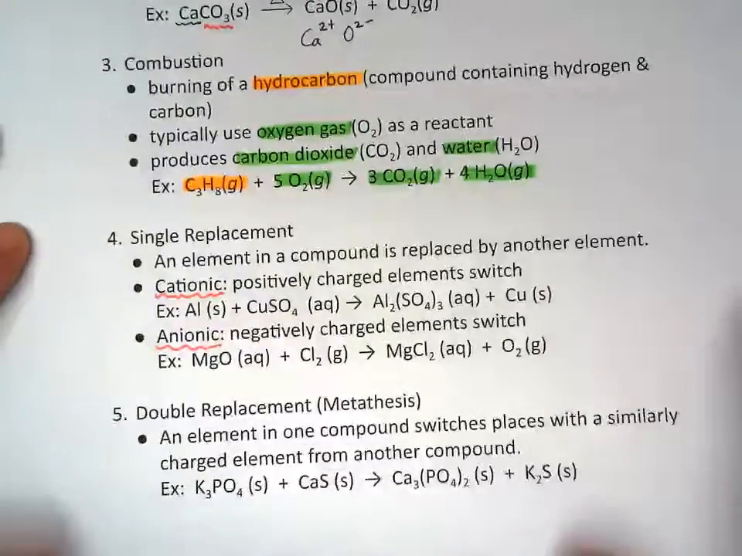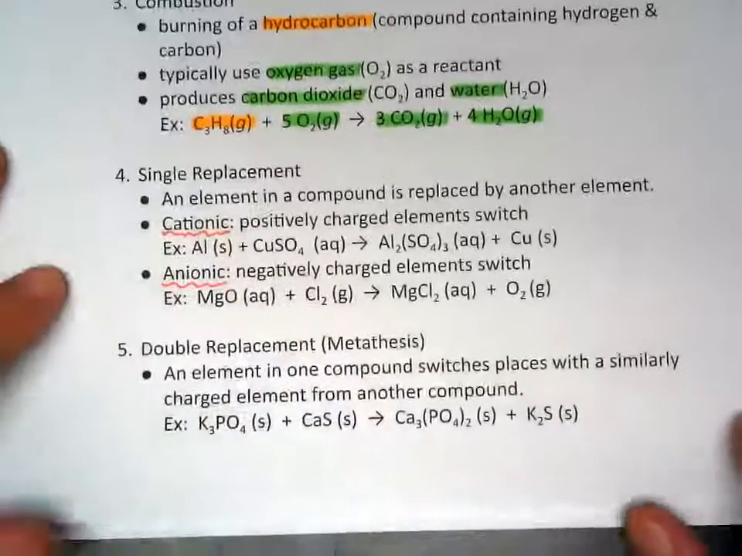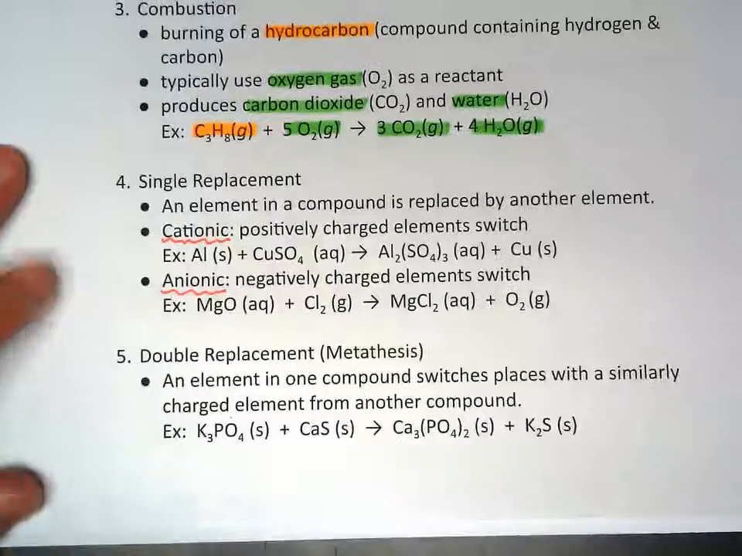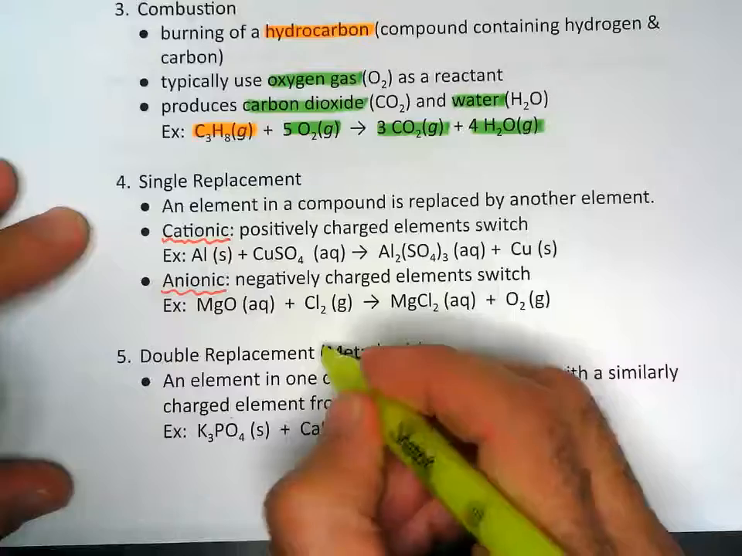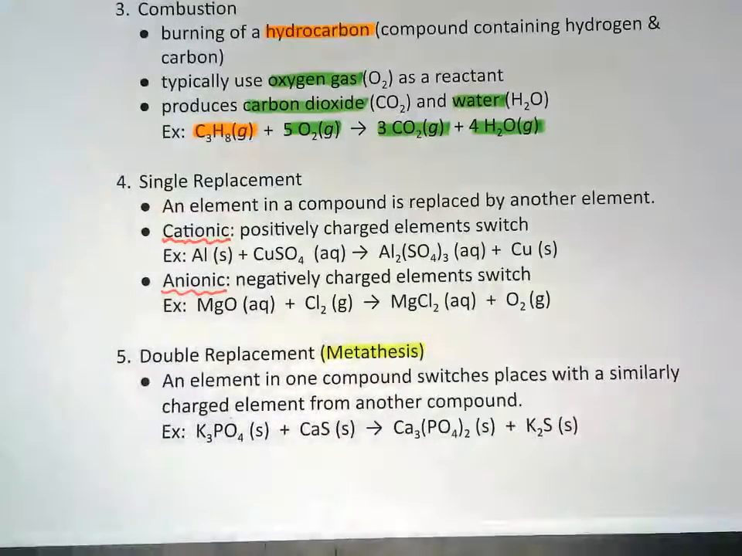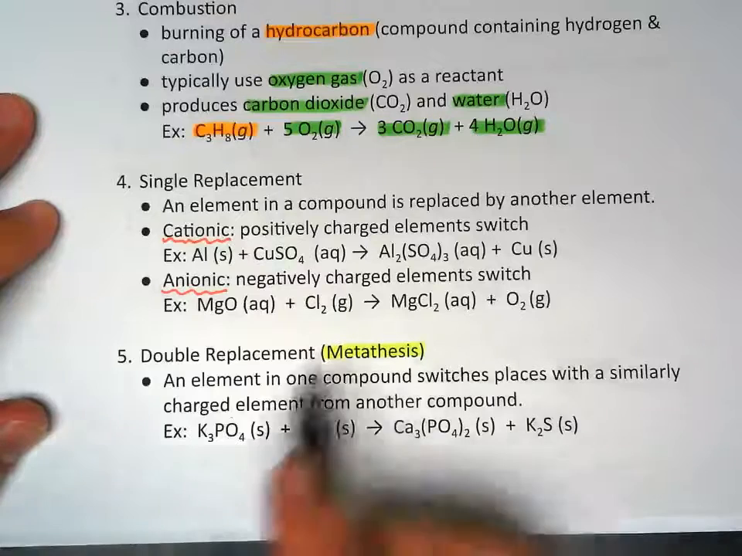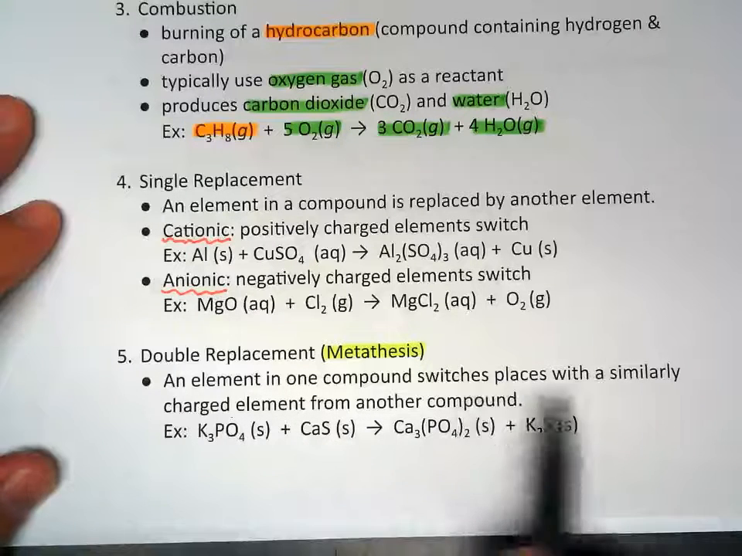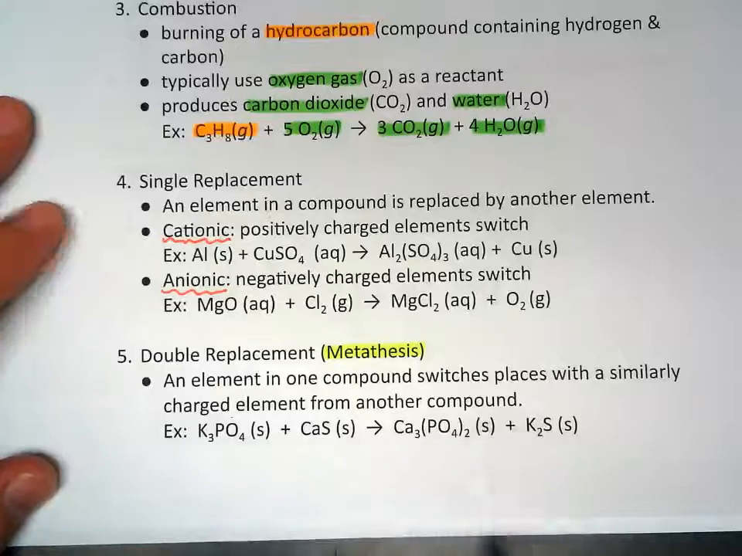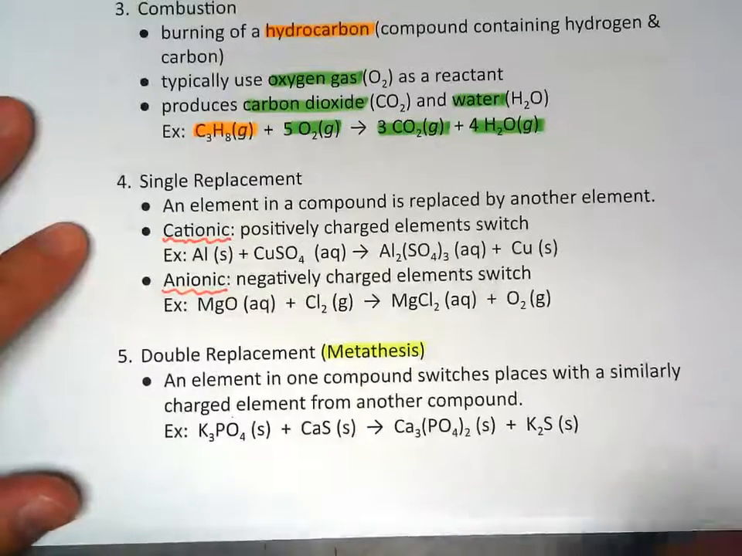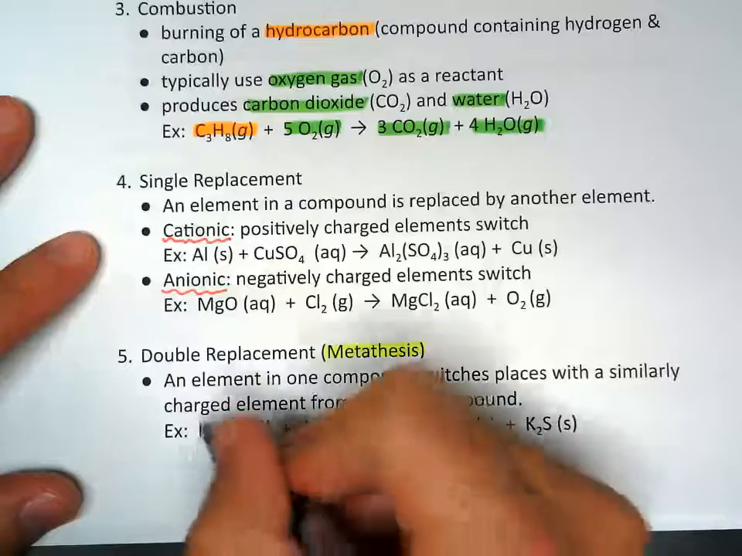All right. And last but not least, double replacement. Or in the Chem 2 book, it's sometimes called metathesis reaction. Okay. An element in one compound switches places with a similarly charged element from another compound. Okay. The key to these is remembering you have cations and anions.